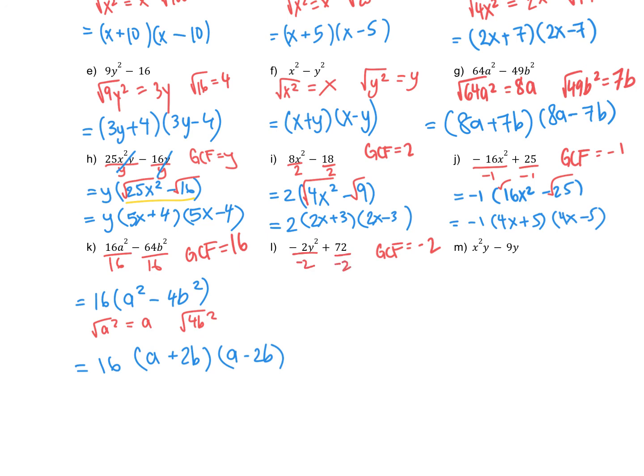So here we have to be very careful with our signs. When I divide out the negative 2, I'm left with positive y squared, and then 72 divided by negative 2 is negative 36. And now I have a difference of squares. So the square root of y squared is just y. So that goes at the front. And the square root of 36 is 6. So I'm going to have y plus the 6, and then y minus the 6. And there we have it.